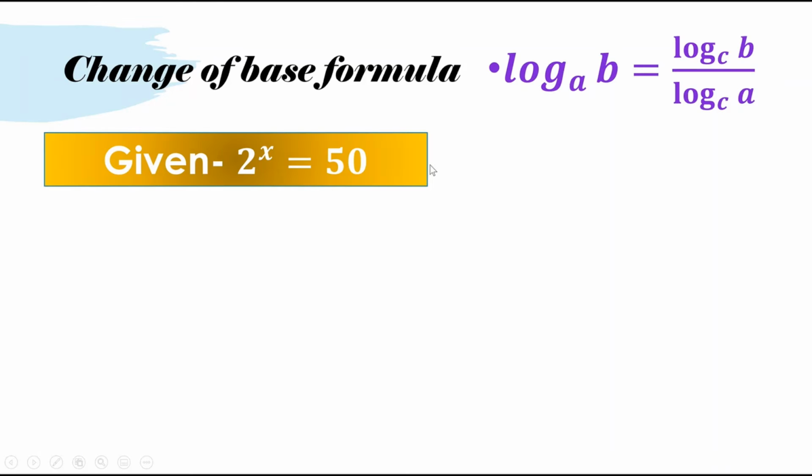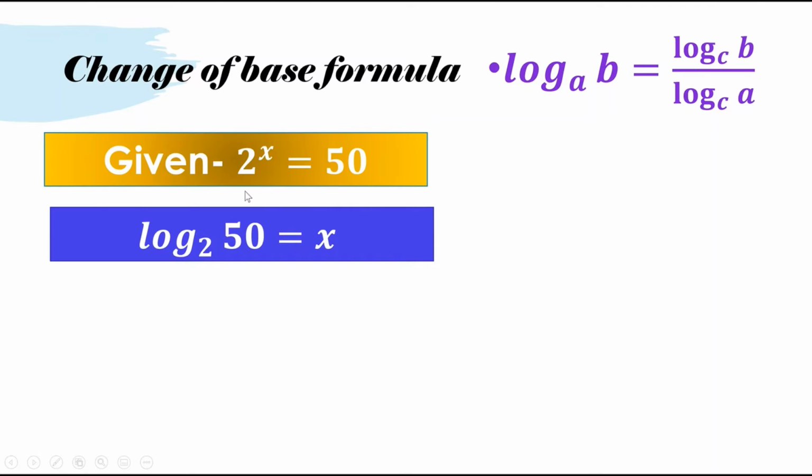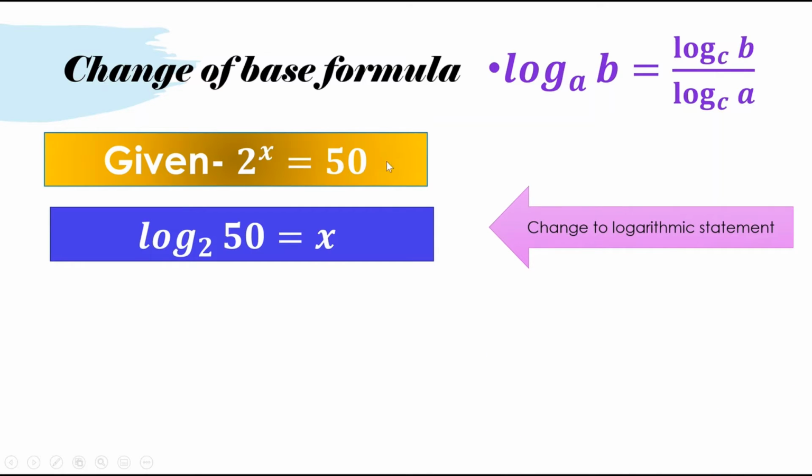We can practice with the formula. How can we find out the value of this example? Exponent. It's given that 2 to the power x is equal to 50, right? With the help of logarithm, we can find out unknown powers or unknown exponents. That's the whole purpose of logarithm. So the first step is we will convert it to logarithmic form. This form was exponential form, so we are changing it to logarithmic form. We can write it as log of 50 with base 2 is equal to x.